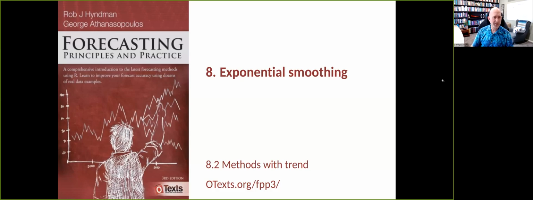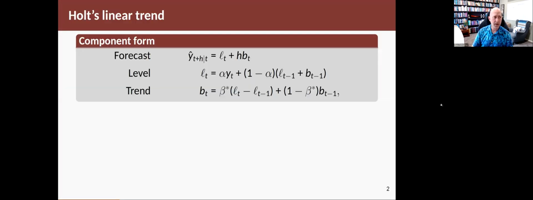Not long after simple exponential smoothing had been invented, people started developing alternatives that added various features. The most important of those was the addition of trend, which was produced by Charles Holt in the 1950s. So his method can be written in a similar way to simple exponential smoothing, but with one extra equation.